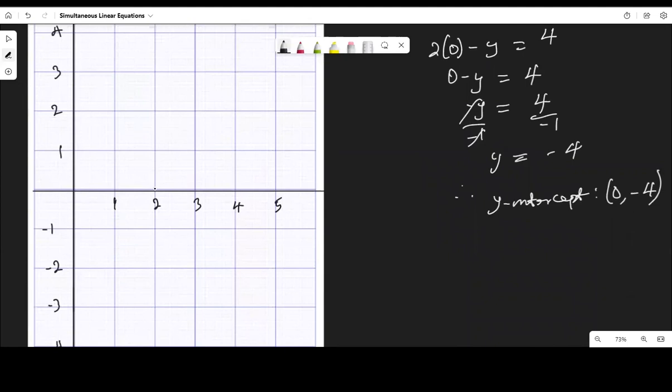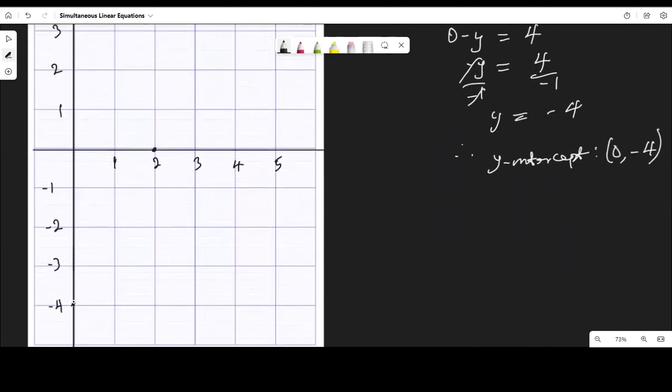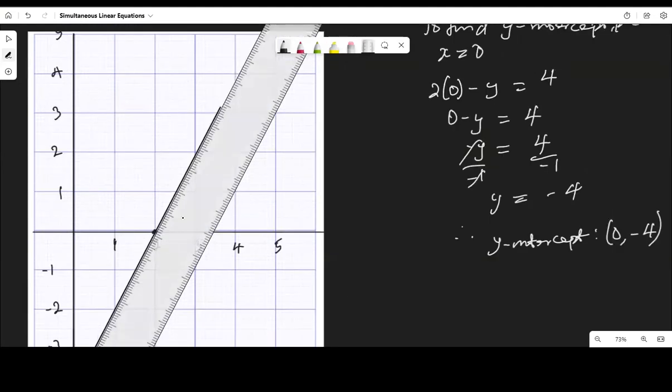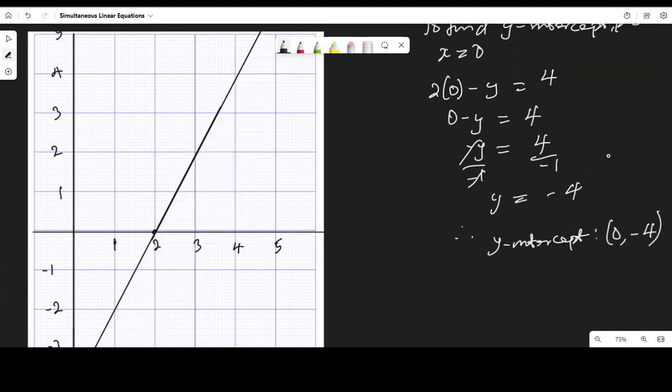Okay, for the first equation, which is 2x minus y, my x-intercept is 2 and 0, so I'll put a point on 2. That's the point there. The y-intercept is negative 4, I'll put a point here. And then with my ruler, I will connect those two points together. Okay? So, connecting the points now. Very good one. Let me extend the line up. Very good. So, this is the first equation.